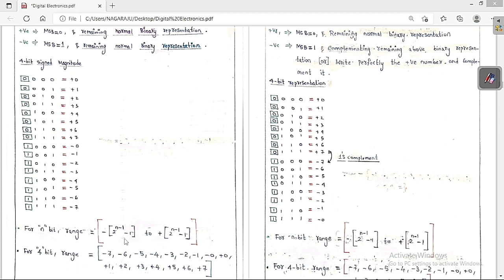So I already told you it is coming from minus 7 to plus 7, and the range is from minus 2 to the power of n minus 1 minus 1 to plus 2 to the power of n minus 1 minus 1. This is the range it can cover for n bits in sign magnitude representation, and 0 has 2 representations in this concept. MSB equal to 0 means positive number and MSB equal to 1 means negative number, and the remaining digits represent the normal binary representation of that number. So this is the point that you always need to understand.